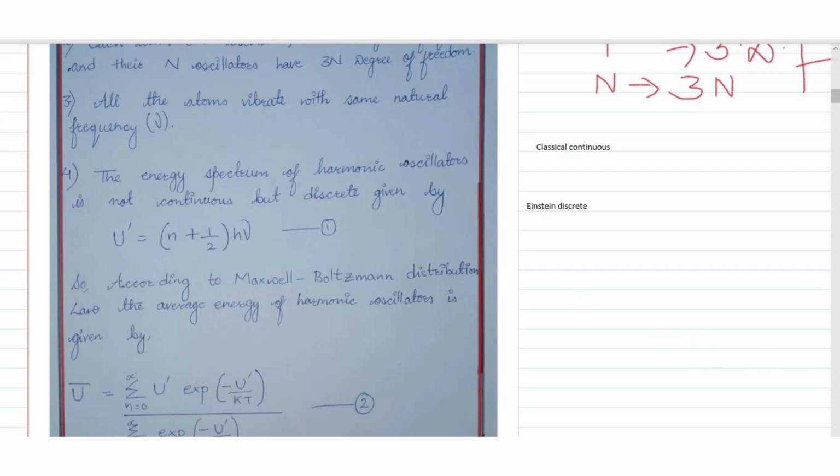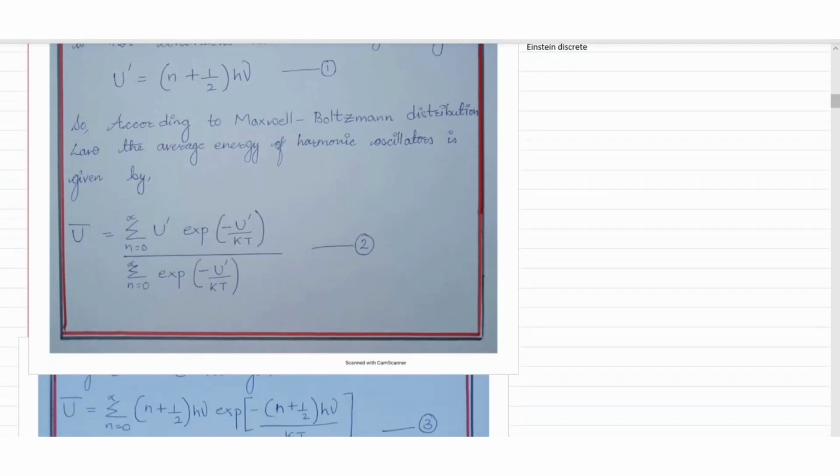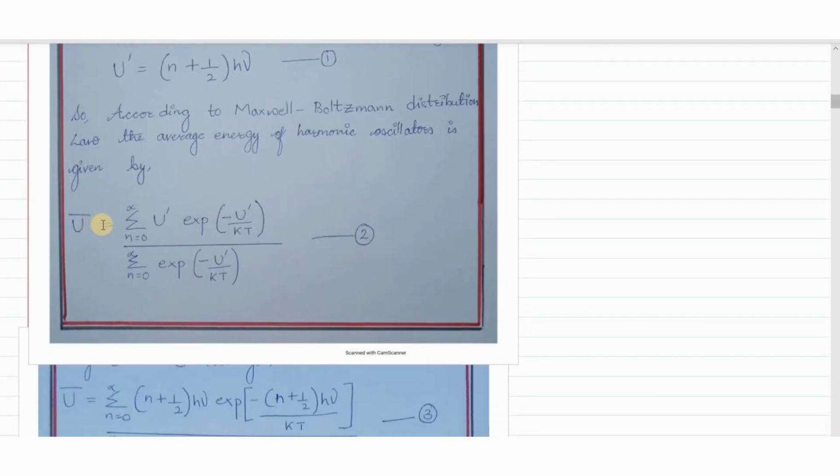According to the Maxwell-Boltzmann distribution law, the average energy of the harmonic oscillator is given by U bar equals the summation of n equals 0 to infinity of U' exponential minus U' by kT, whole divided by the summation of n equals 0 to infinity of exponential minus U' by kT. This is our equation number 2.